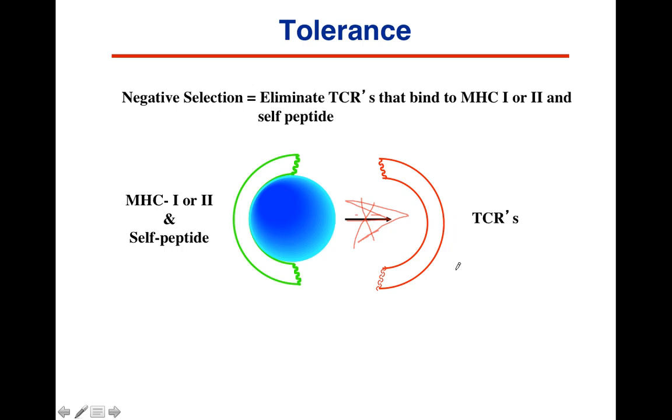Let me repeat that. You want to eliminate T cell receptors that will bind to MHC1, MHC2 self-peptide complexes. You want to eliminate T cell receptors and those T cells that would bind to MHC1, MHC2 self-peptides. That makes sense because you don't want them recognizing and going off and initiating an immune response and starting to kill your tissues. So that's referred to as negative selection.